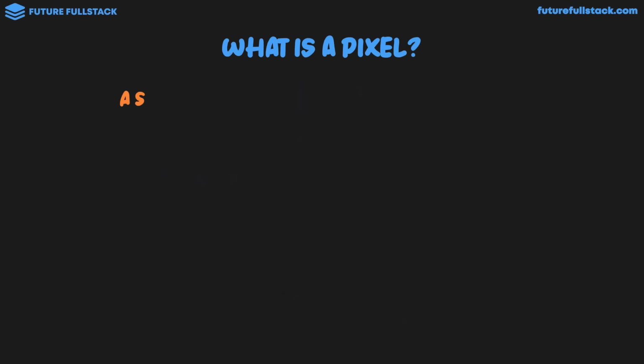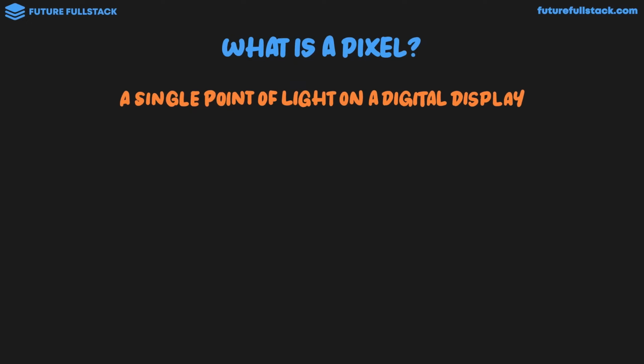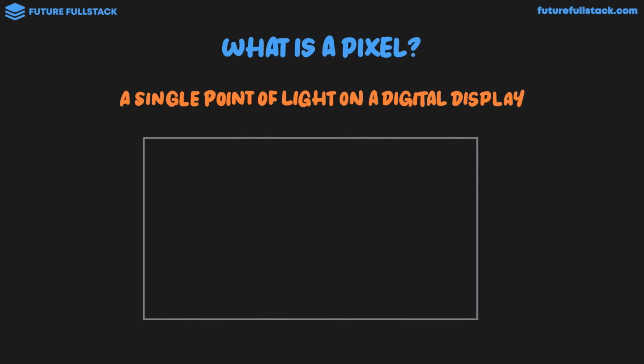A pixel is a single point of light on a digital display. We have a digital display like a desktop, and this display is made up of thousands of pixels, which emit red, green, and blue light at different intensities to create different colors.